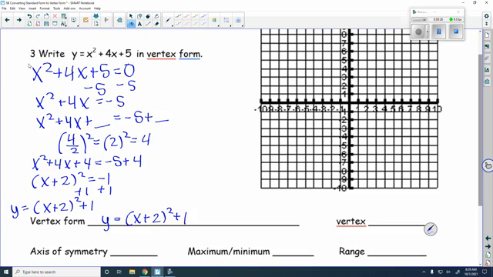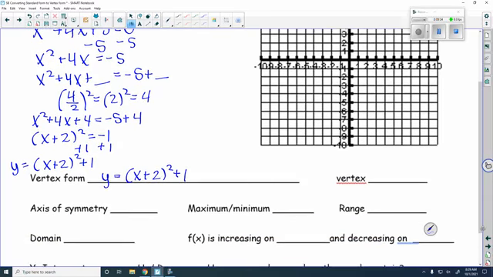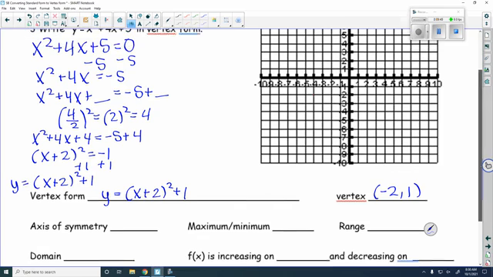Make sure you put the y equals. If you don't, it is not an equation. Let's fill out the rest of this. Where is the vertex on this? Good. Switch the sign to the inside, keep the outside. Let's plot that. Negative 2, 1.